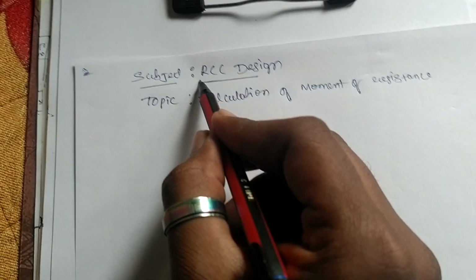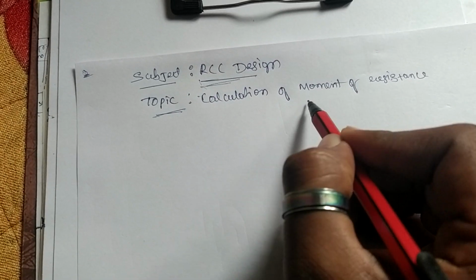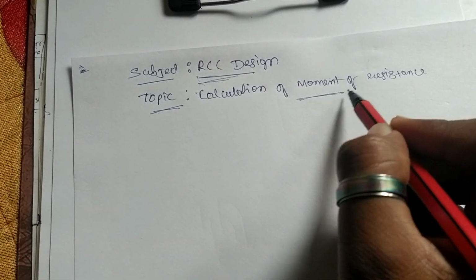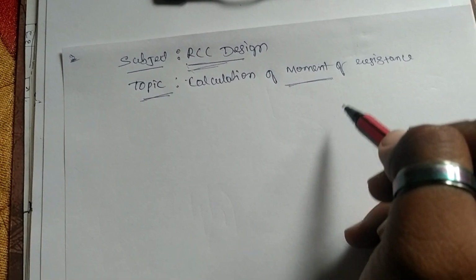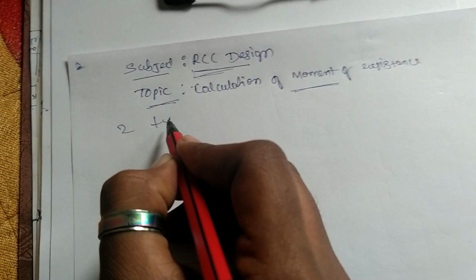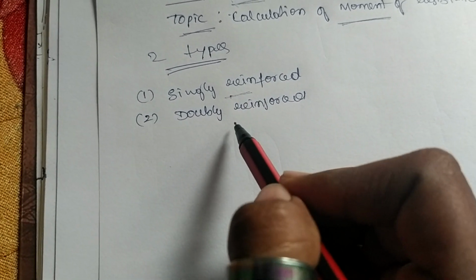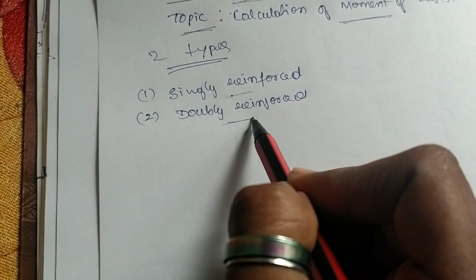Here we first start with RCC design. The topic is the calculation of moment of resistance of beams. We know in beam we have two types. The first one is a singly reinforced beam and the second one is a doubly reinforced beam.